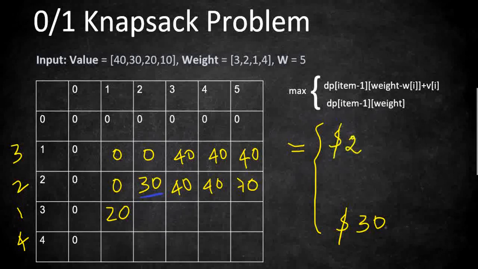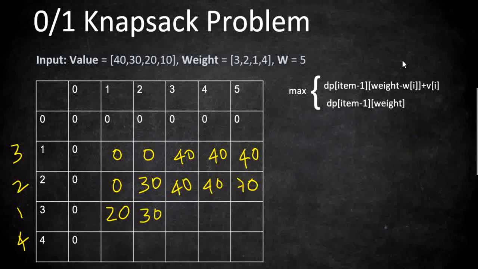So it is going to be 20 plus the extra kg left. Now the weight of the item is 1, and the bag's capacity is 2. So if we are picking the item, the extra space remaining is going to be 1. In our previous row, the value at cell 1 was 0, so we are simply going to add 0 here for the calculation, and the maximum of 20 and 30 is going to be 30. So we are going to fill the cell with 30.